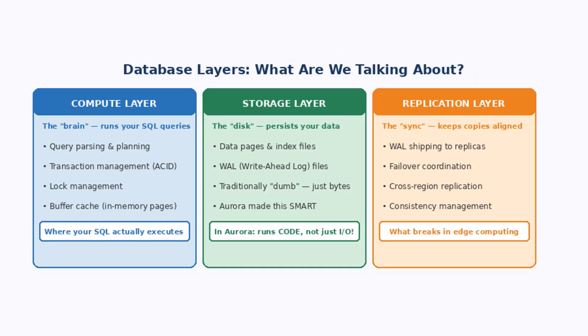Quick vocabulary first, because these terms will come back throughout. The compute layer is the brain. It parses queries, manages transactions, maintains buffer cache. The storage layer is the disk. It persists data pages and the write-ahead log. The replication layer keeps copies aligned across instances.